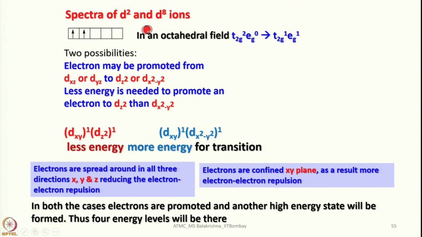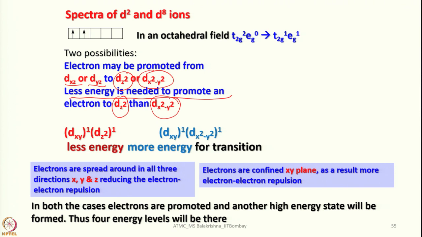Now, consider D2 and D8 have similarities, because of two electrons and two holes. In an octahedral field, we have this electronic configuration and the electron goes to the excited state, which would have 1-1 in this fashion. So, now two possibilities are there: an electron may be promoted from dxz or dyz to dz square or dx square minus y square. And you should remember less energy is needed to promote an electron to dz square than dx square minus y square.